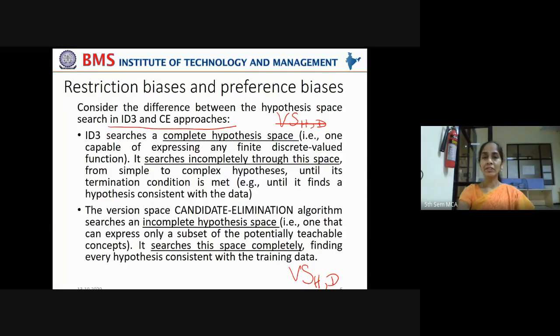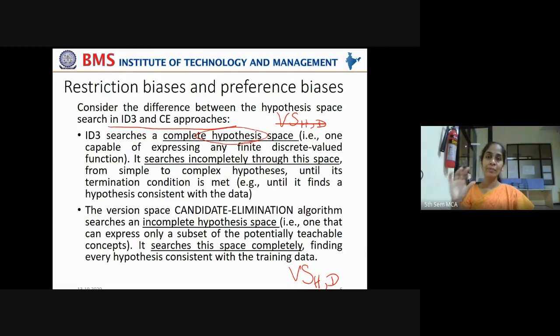Now, see this explanation that I have underlined, it is somewhat beautiful to understand. Why? Because the two are just interchangeable. As I go on explaining, you'll understand. ID3 searches a complete hypothesis space of the decision trees, and it searches incompletely through this space. Understand carefully. It searches the complete hypothesis space, but incompletely searches through this space.